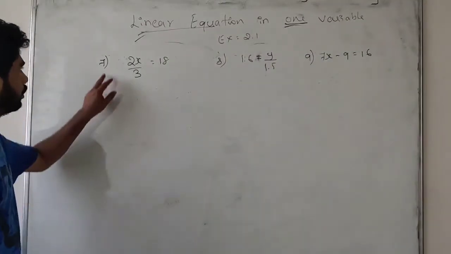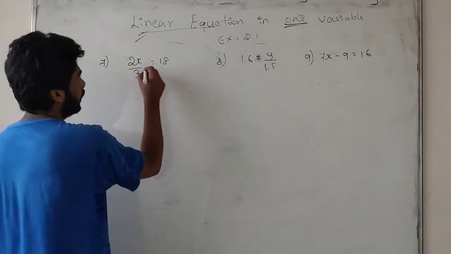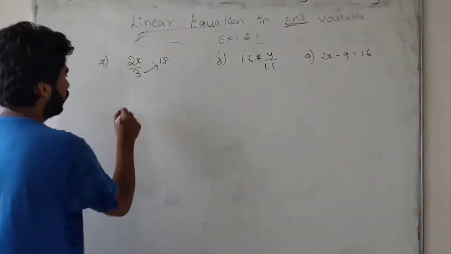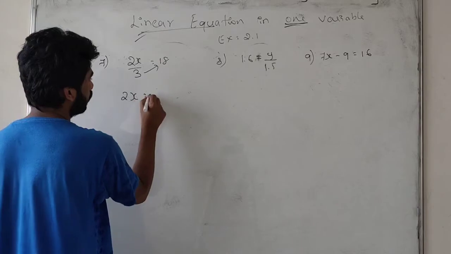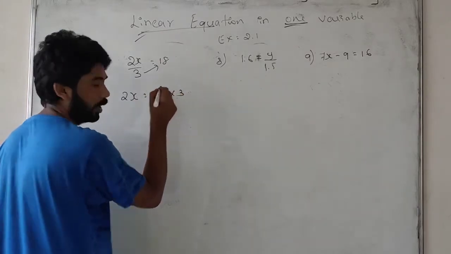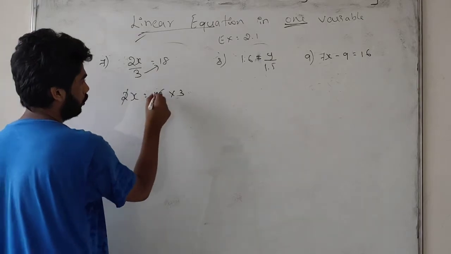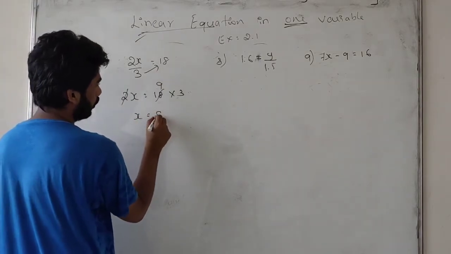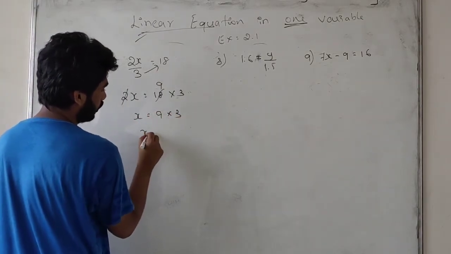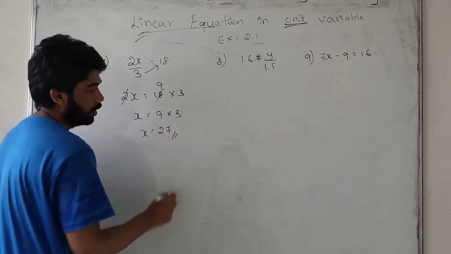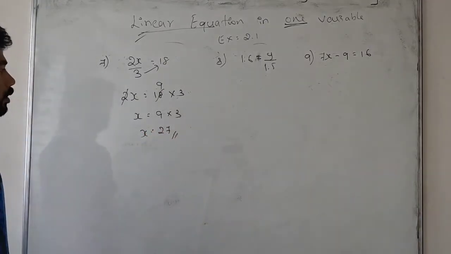Okay, look here, this is the 7th one. We will multiply on this side first. So 2x is equal to 18 into 3. Okay, next I will divide by 2. 2 ones are 2, 2 nines are 18. So x is equal to 9 into 3, 9 threes are 27. This is your required solution. Okay.